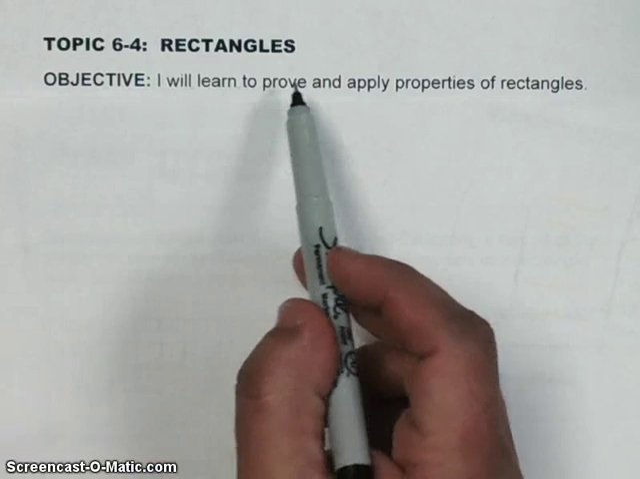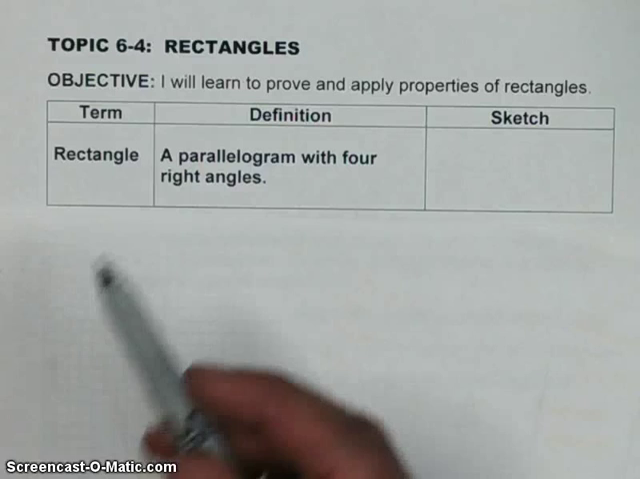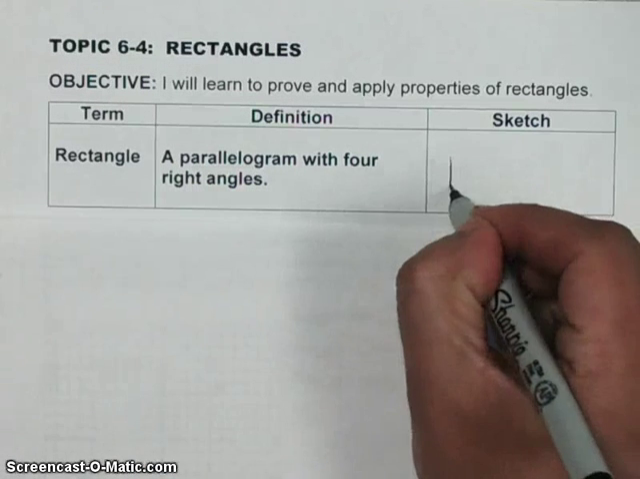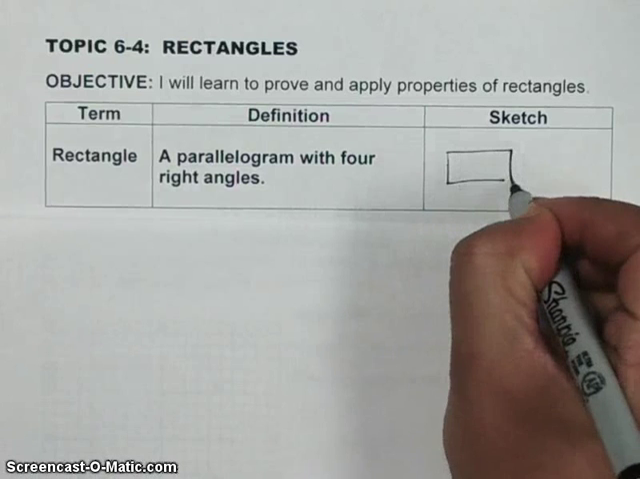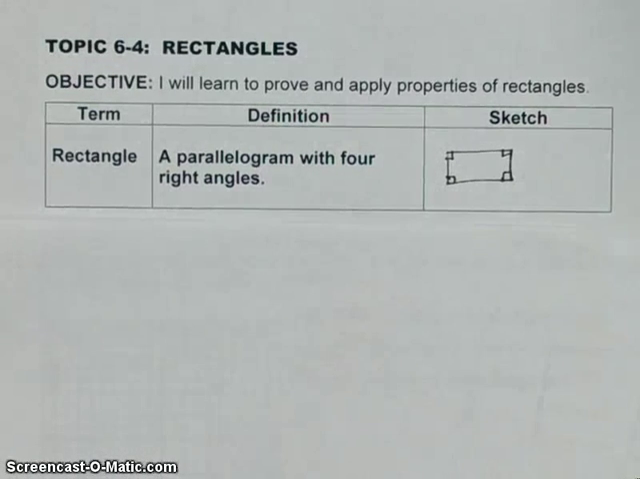All right, today our topic is going to be rectangles. The objective will be: I will learn to prove and apply properties of rectangles. We're going to start with defining what a rectangle actually is. A rectangle is a parallelogram with four right angles. Nothing new here. It should just be a rectangle, and you have four angles that are 90 degrees.